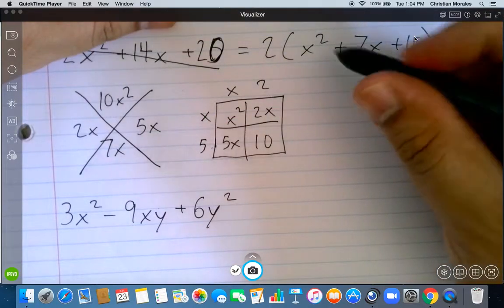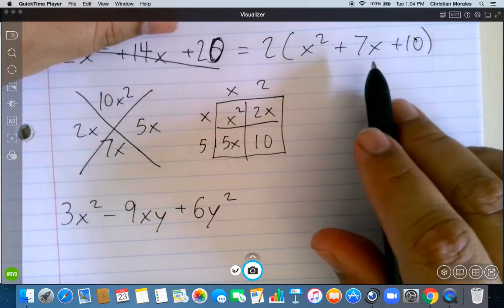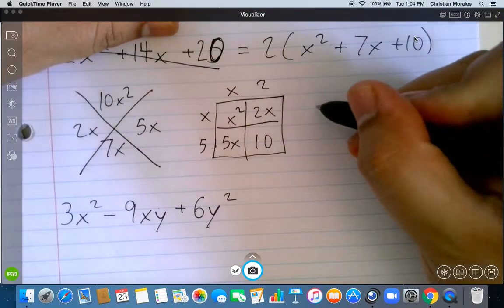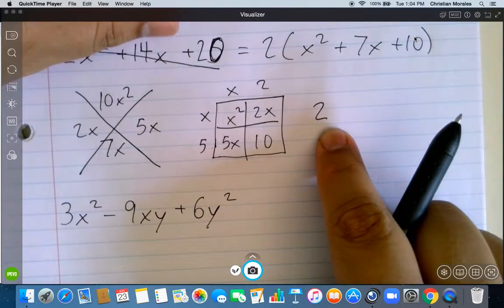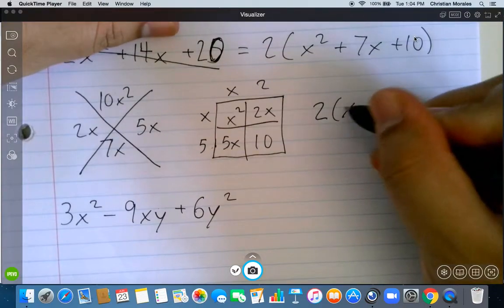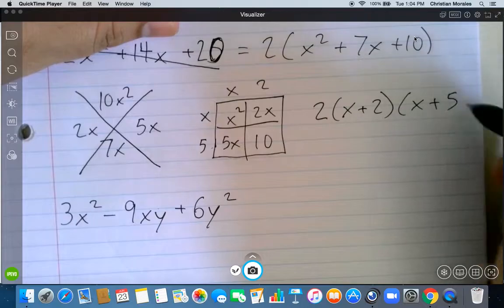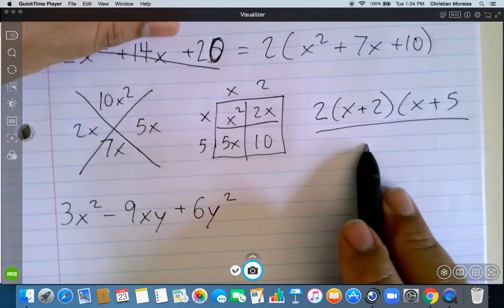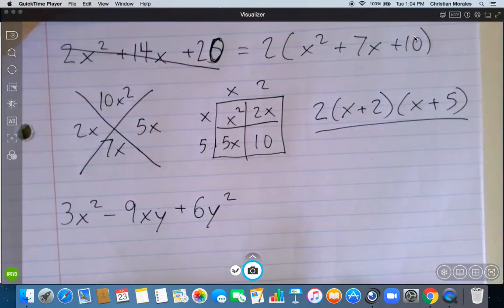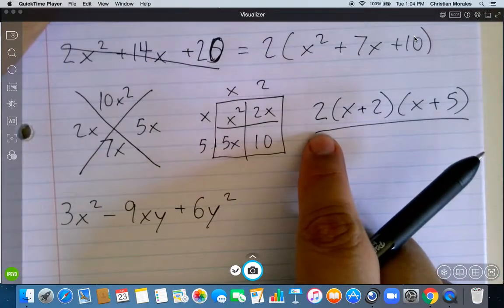Yep, that works. So now this is important. When you write your factored form, okay, the 2 still goes in the front. Then your parentheses can follow it. So this is the answer. So you still have to include the GCF when you factor.